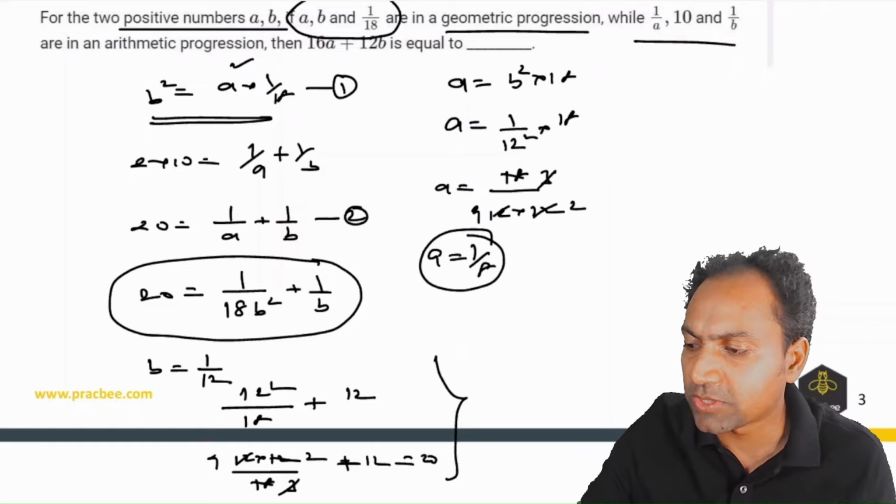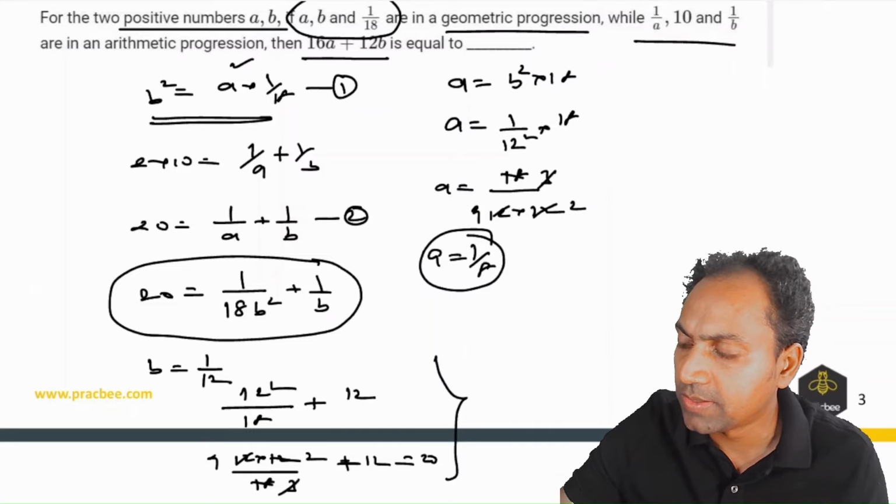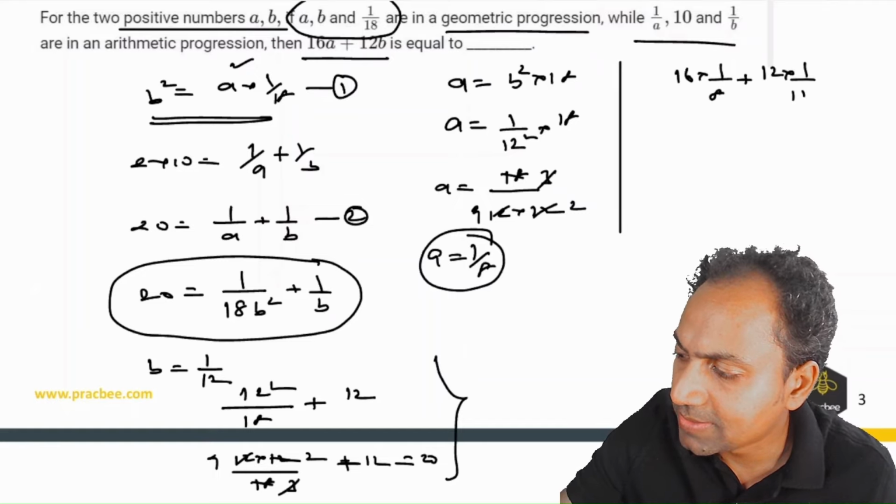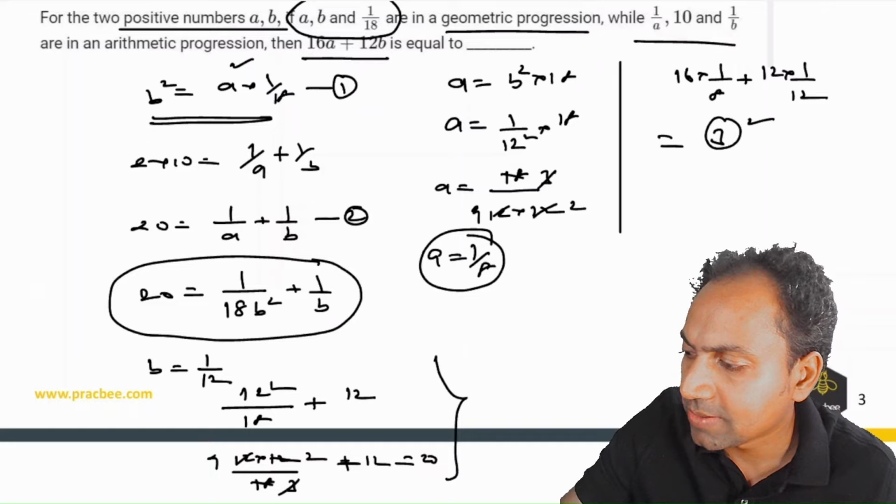Let us put in the expression that is given to us, 16A plus 12B. So if I put this into 16A, A is nothing but 1 by 8, and 12B, B is nothing but 1 by 12. The answer that I get is 3.